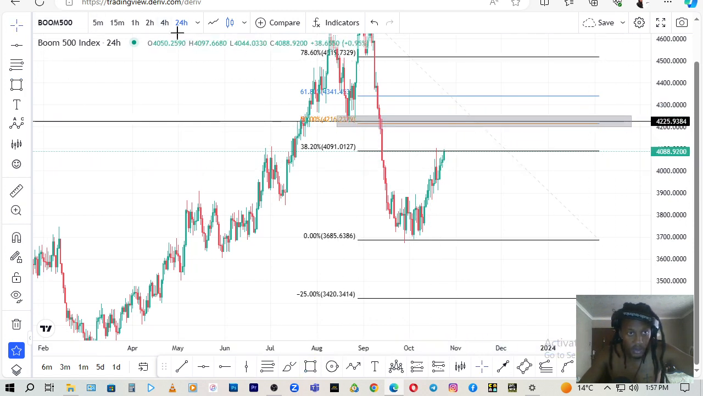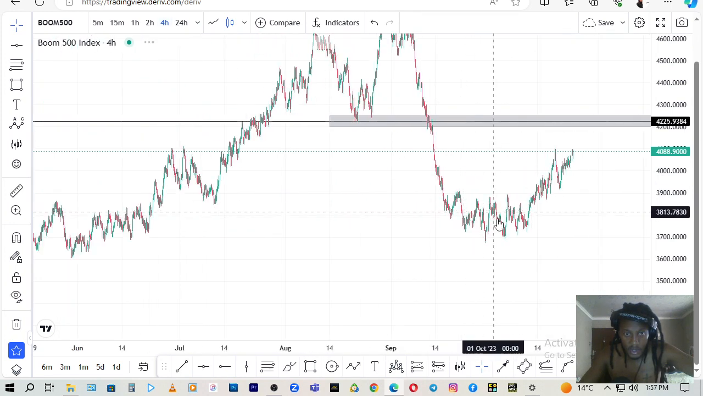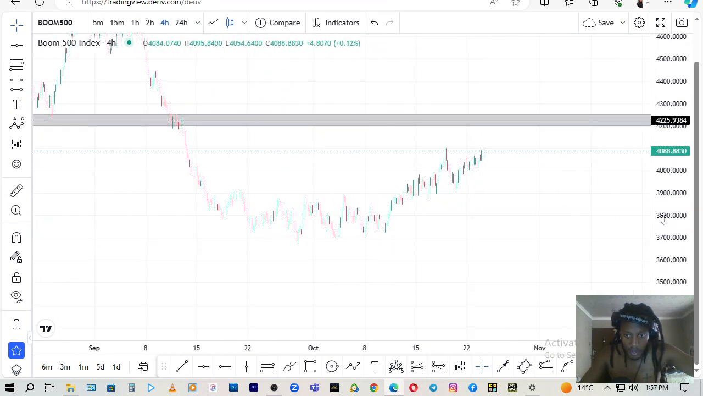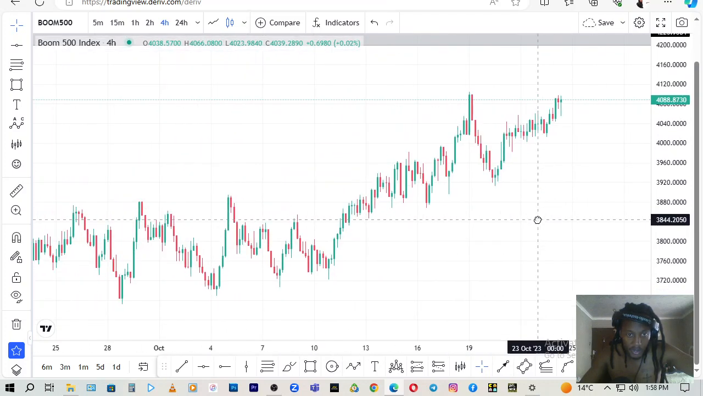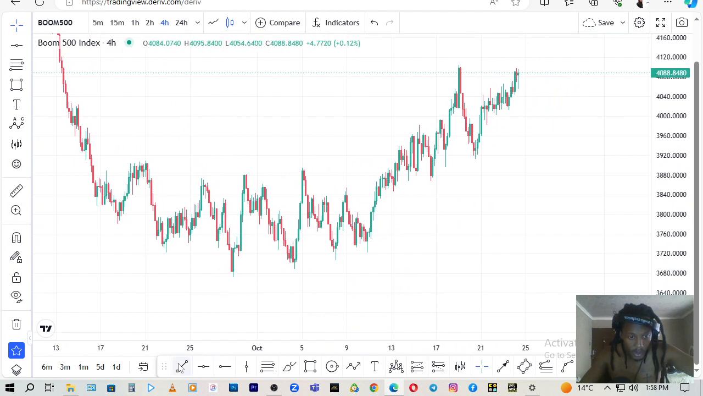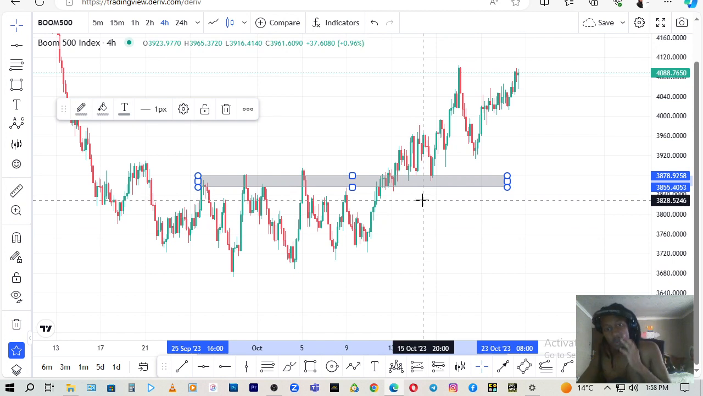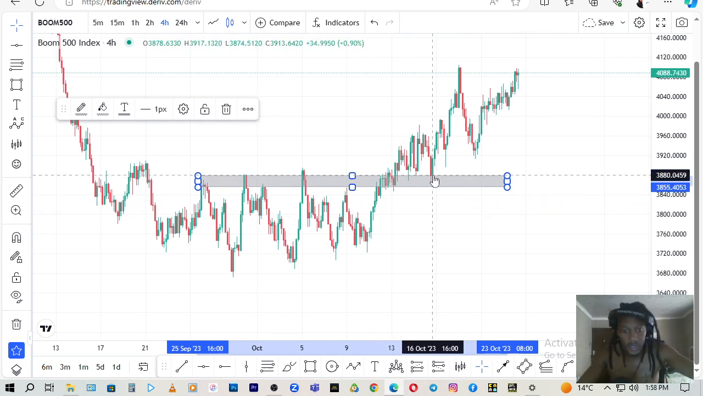So let me go to the 4 hour. On the 4 hour, let me see what I have. So we've been bullish on the 4 hour right after we broke this level over here. We've been bullish ever since the 16th of October of this month.